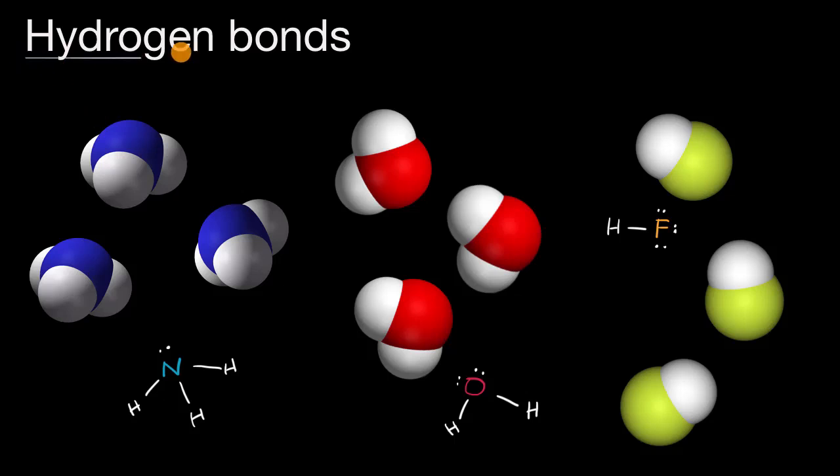Let's talk about hydrogen bonds. Depicted here, I have three different types of molecules. On the left, I have ammonia. Each ammonia molecule has one nitrogen bonded to three hydrogens.